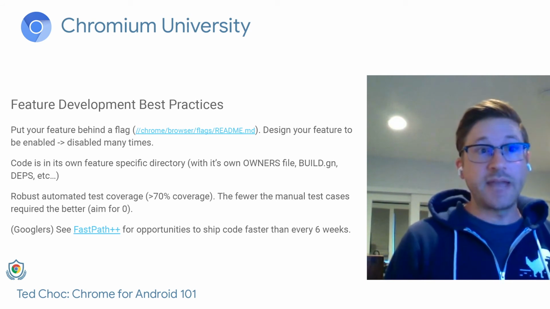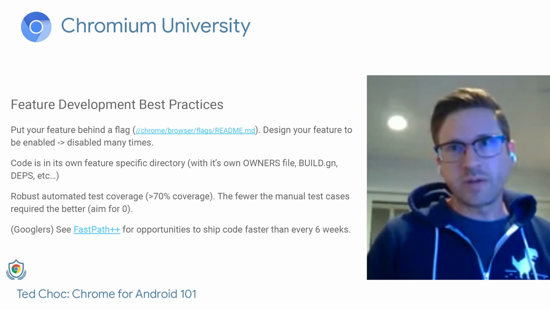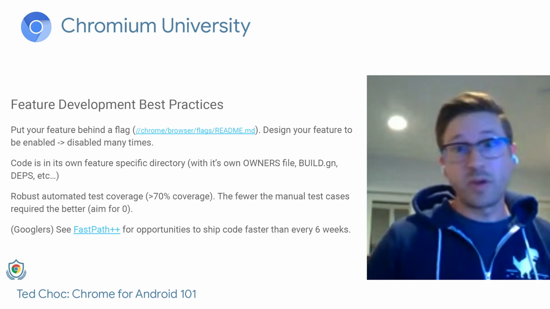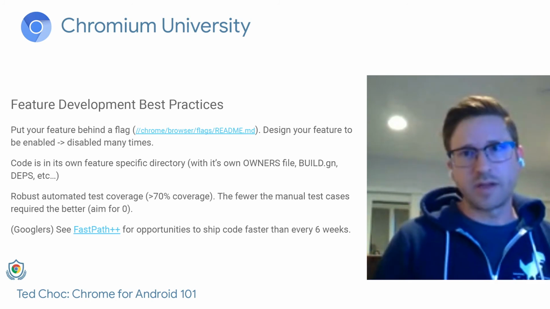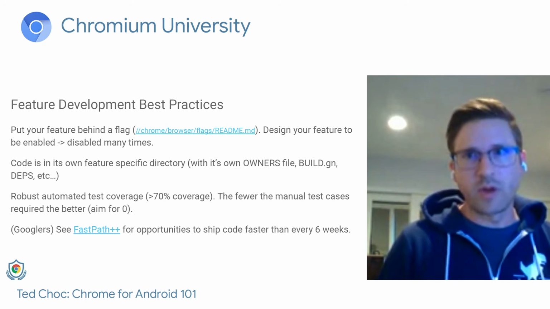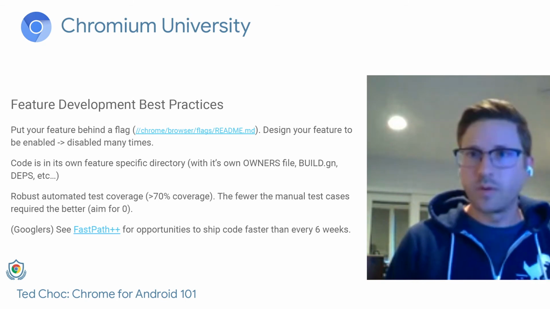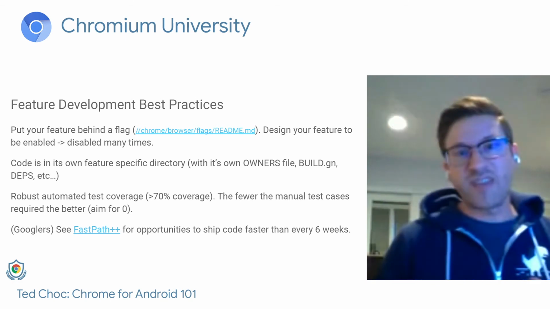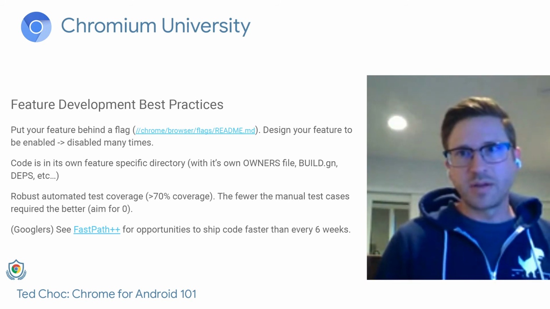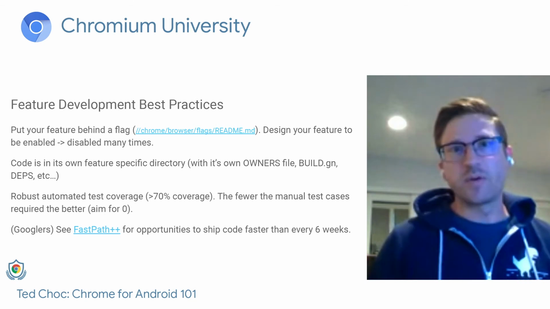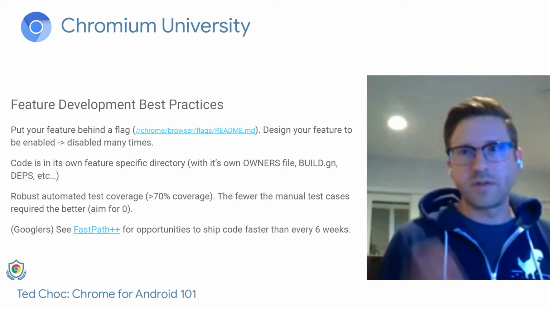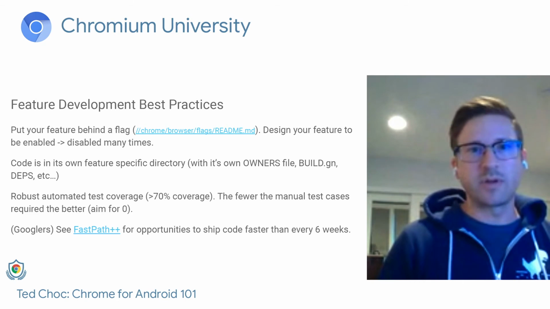Test function. And even for us, 70% is well for test for 0. With that, we make sure that we can test it over time. You can move to a different effort and everything's great. So I think that's something that we are now holding ourselves to a higher standard for. For Googlers, there is a process called FastPath++, which allows you to ship outside of the 6-week window if you have super good test coverage, you've got a bunch of things met. So I do recommend looking at that as well.